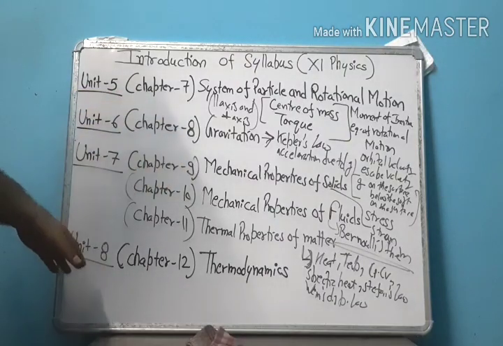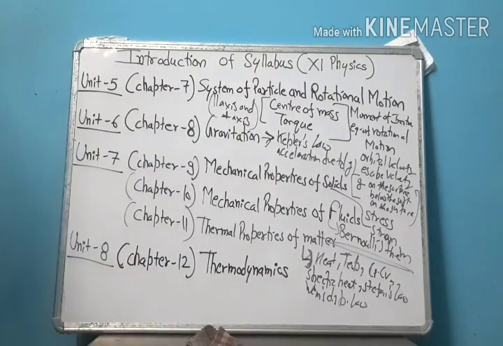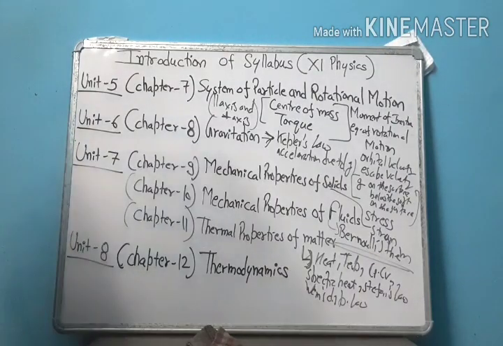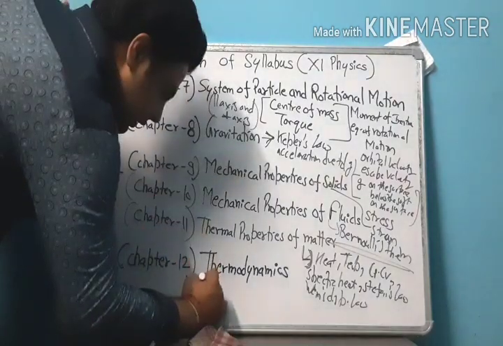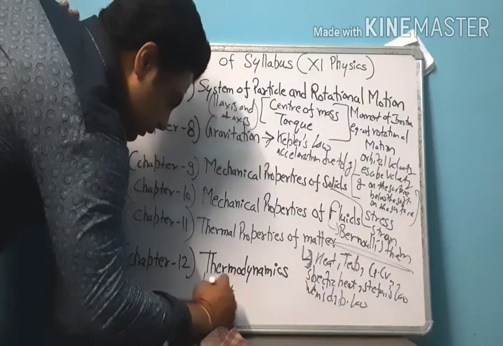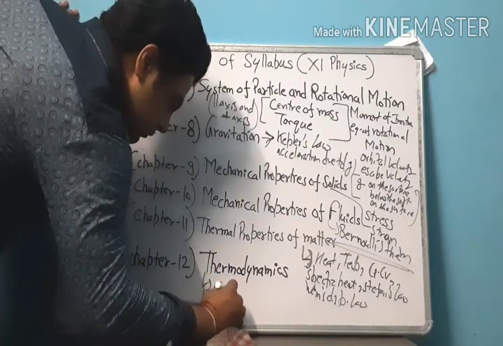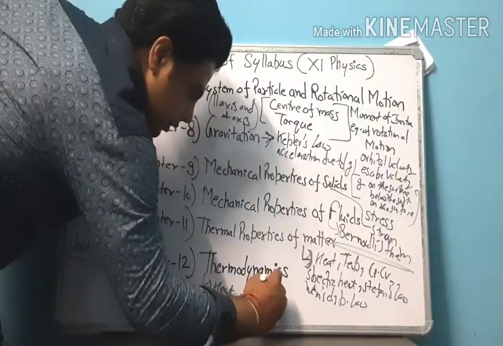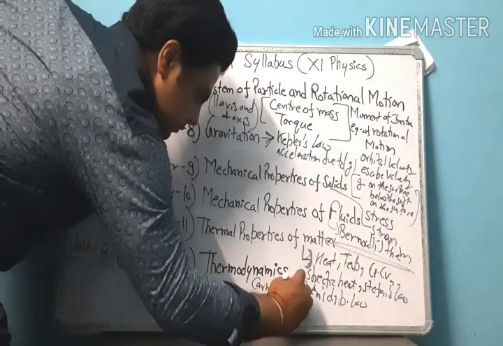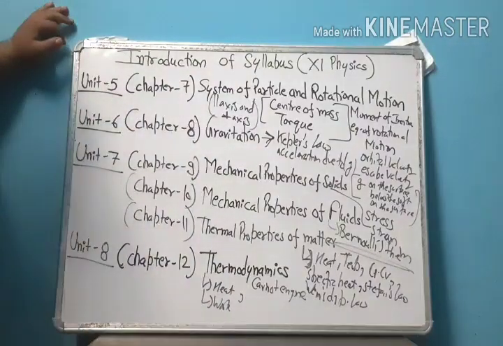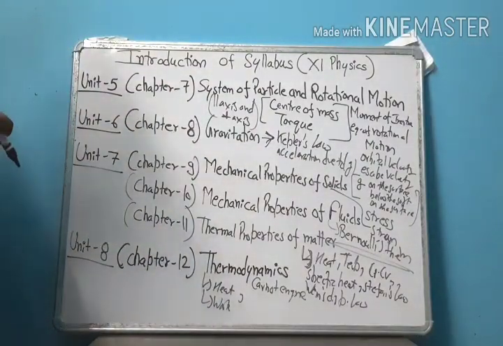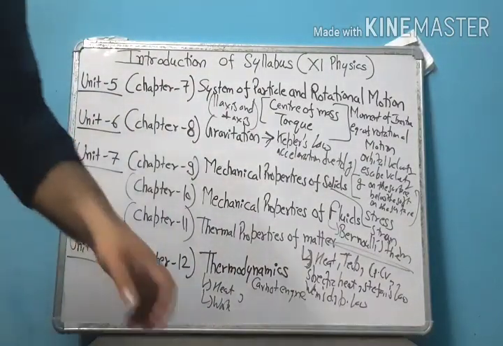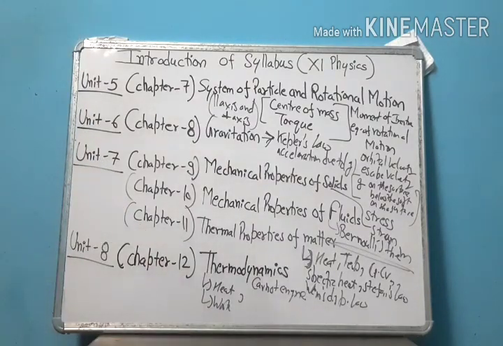Now, moving on to the next unit number 8, which again comprises one chapter, that is thermodynamics. In this, we have to study what is heat, what is work, and the most important topic of this chapter is Carnot engine, refrigerator, heat engine, internal energy, entropy, and some more topics.